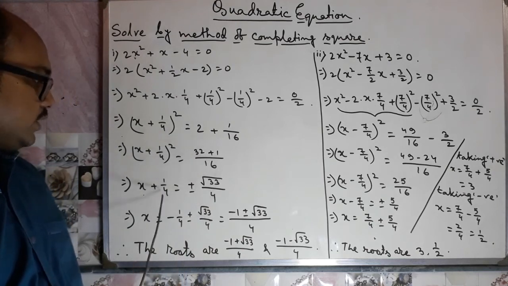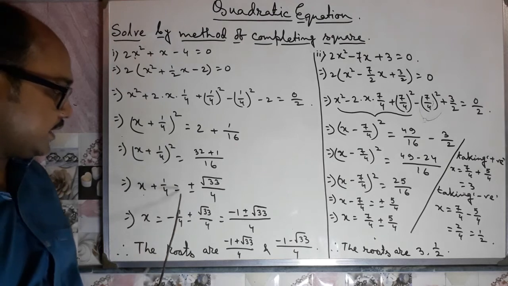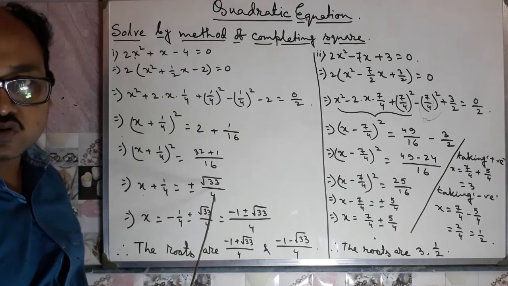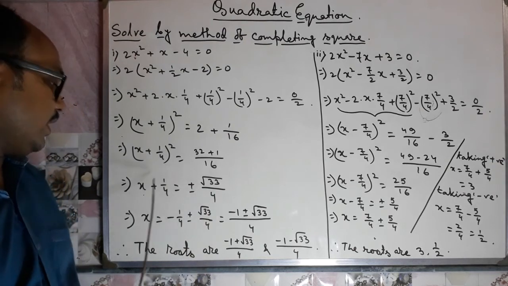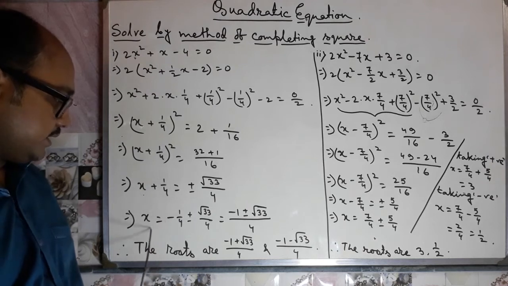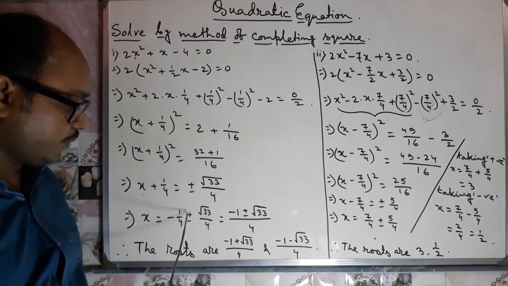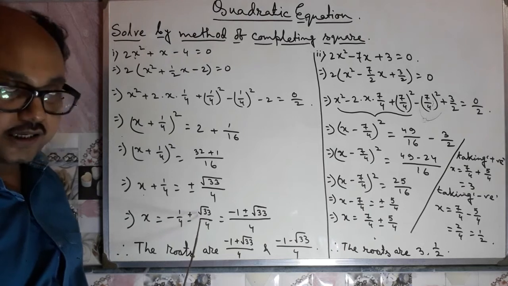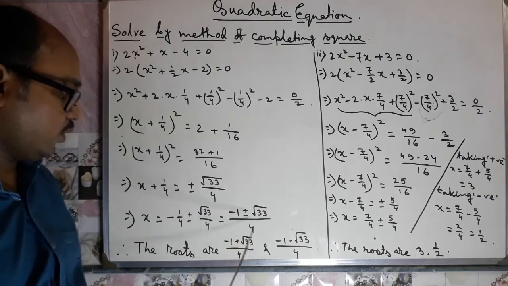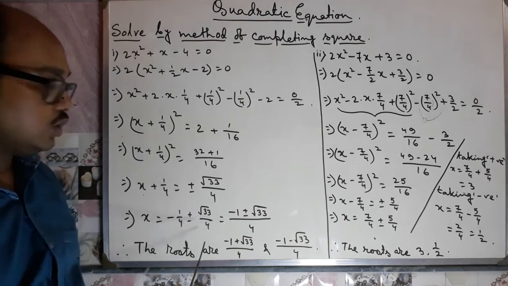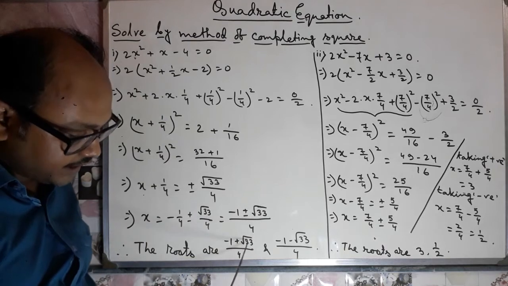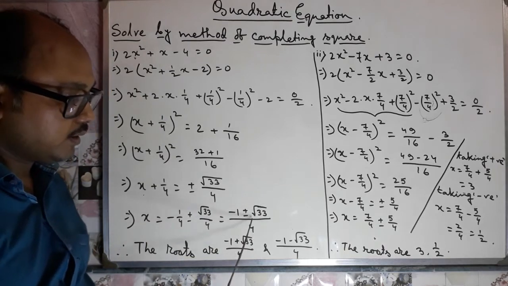Now taking the square root of both sides, x + 1/4 is equal to ± square root of 33 by square root of 16, that is 4, and changing the side of this 1/4, x is equal to −1/4 ± √33/4, that is (−1 ± √33)/4. So what are the two roots? The two roots are (−1 + √33)/4 and (−1 − √33)/4.